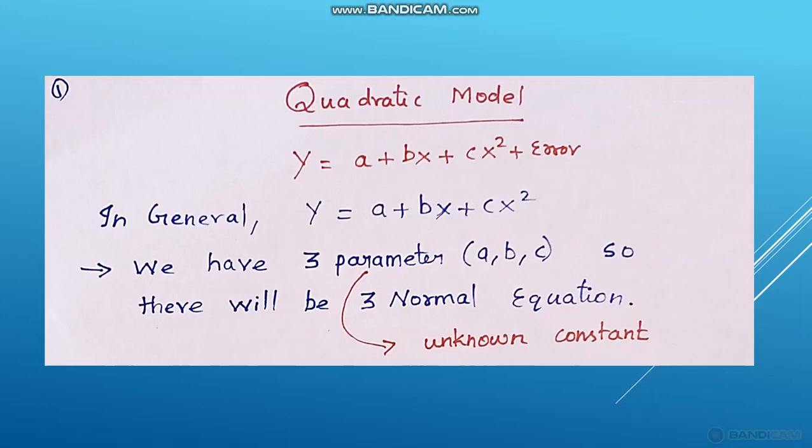So in the quadratic model we will have three parameters, that is a, b and c. We want to find the parameters. Parameter means unknown constant. We want to find those unknown constants by using the values of x and y. In the quadratic model there are three parameters, so there will be three normal equations in the quadratic model.